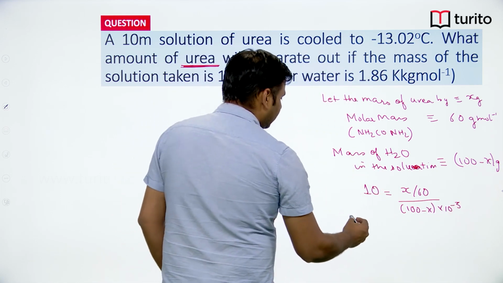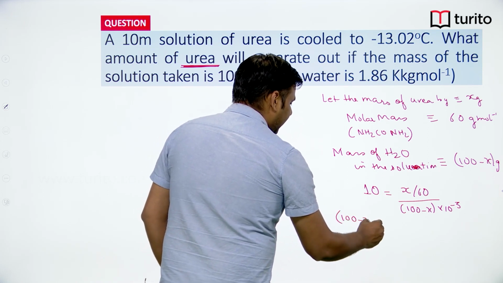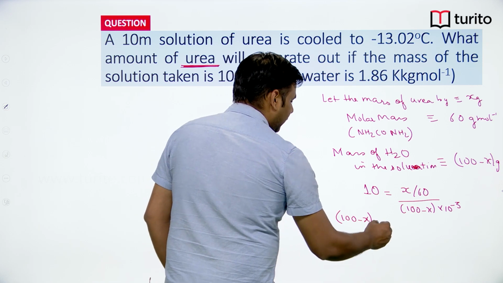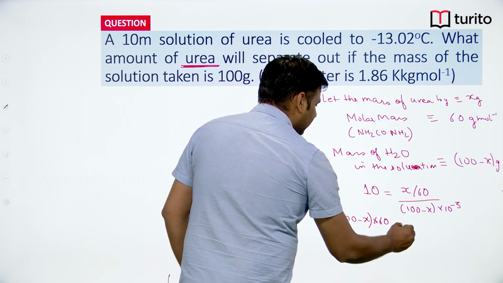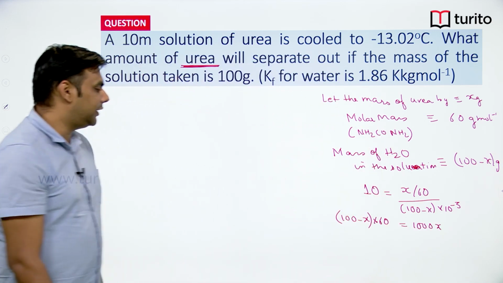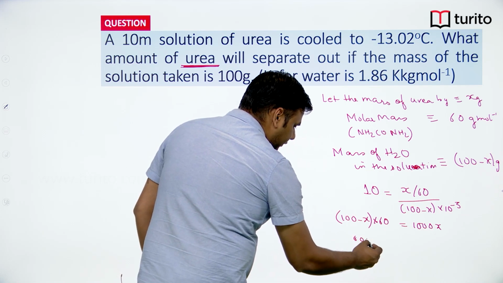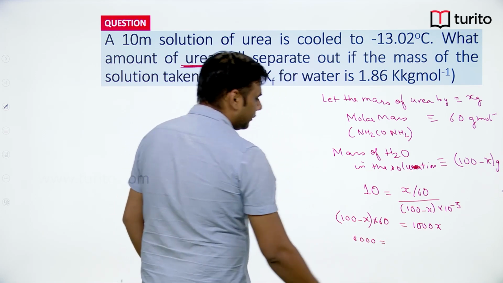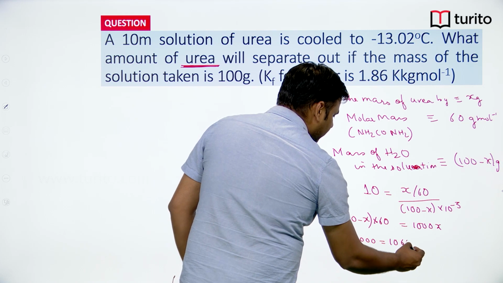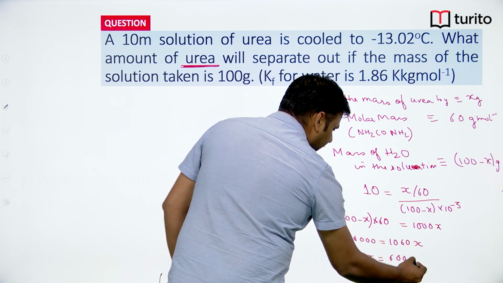Okay, so if you can just do the calculation, this would become (100 minus x) into 60, which will be equal to 1000x. We are just doing the basic mathematical calculation. So this is basically 6000 equal to 1060x. So we can find out the value of x.